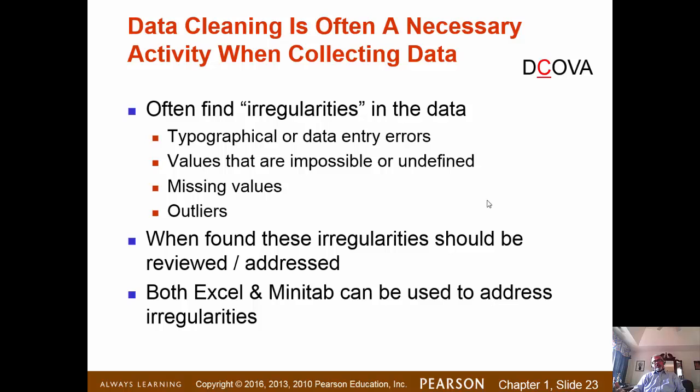And when you collect data, oftentimes there may be some problems with the data. Not a lot of problems, but maybe some observations may have errors. So there could be typographical errors, or values that are recorded that are impossible or undefined. And there may be some values that are missing. Oftentimes the race of an individual, people leave that blank. So you may have an unrecorded value, a missing value. And there may be outliers.